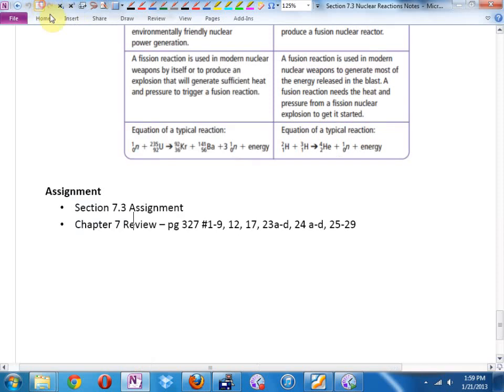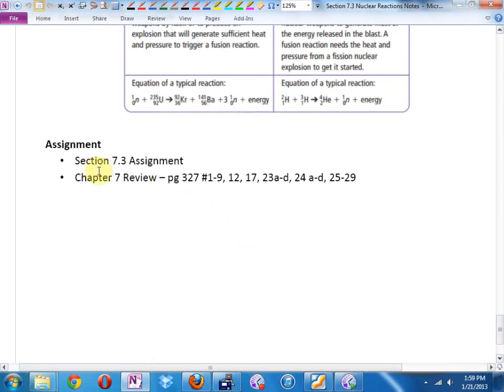good review is from the notes on 7.3. Here is a chapter review. I emailed you an answer key to this. This is what you're also going to work on today and Wednesday. This is going to be due the Monday of the test. So you may have some homework for the long weekend.